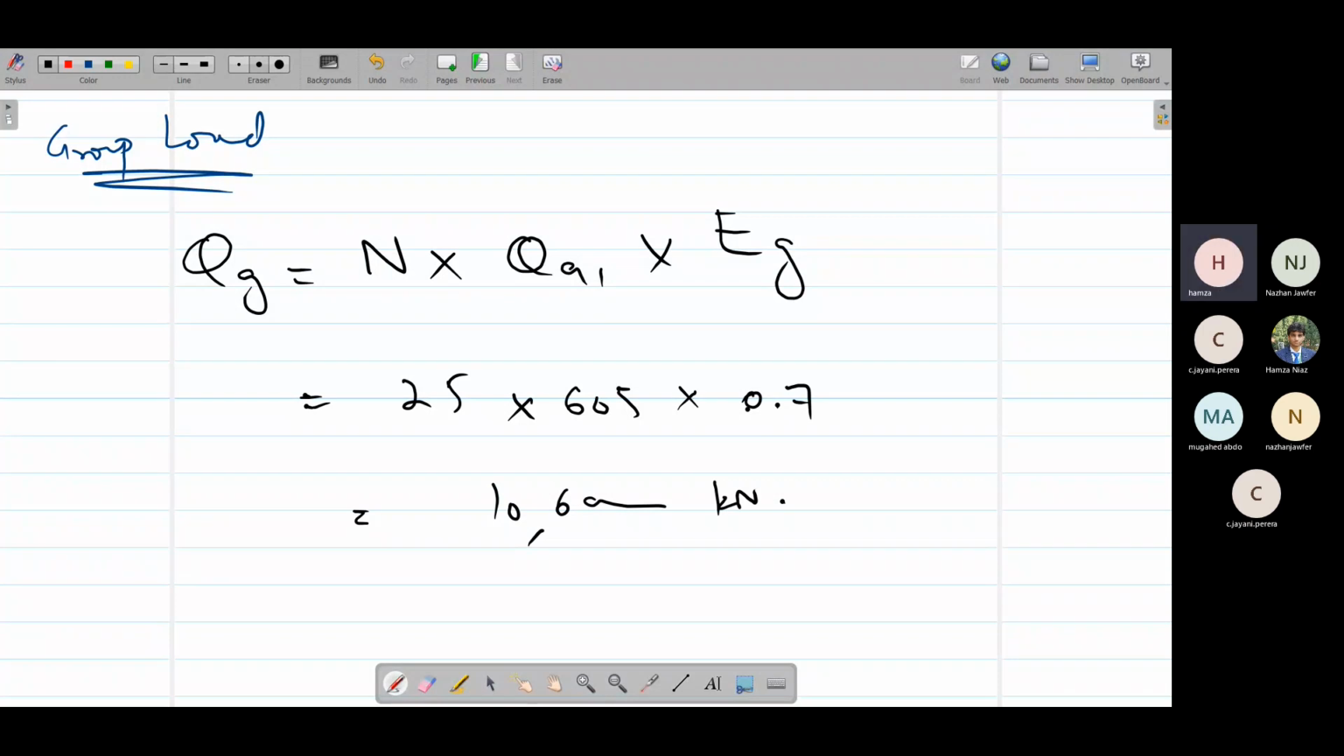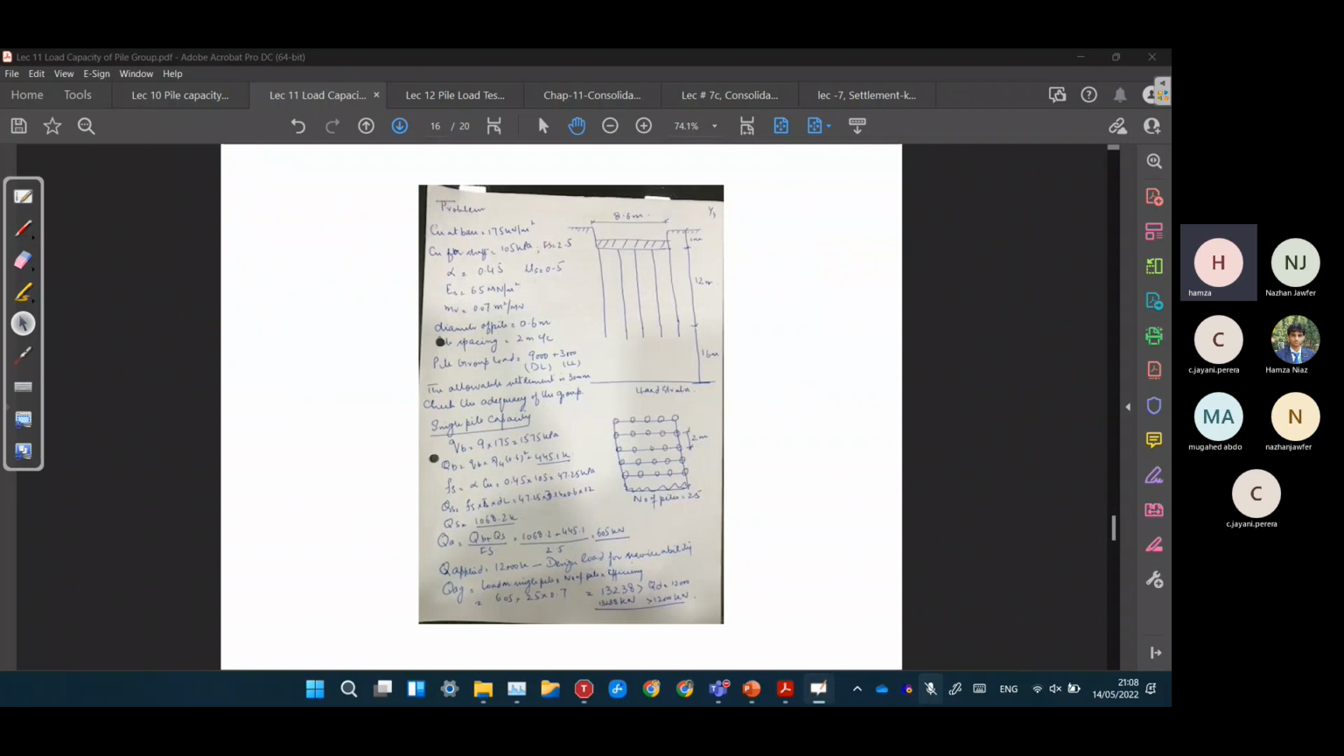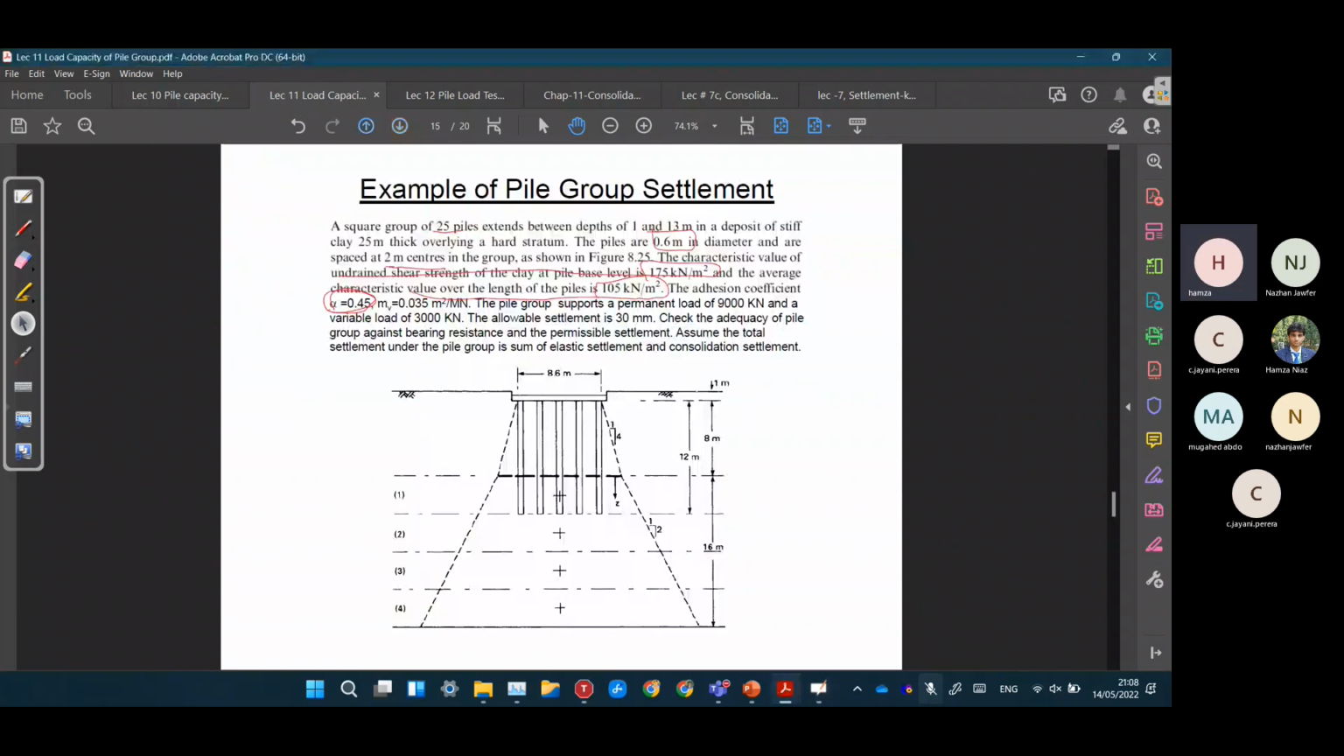But we are given the applied load. Q applied is given as dead plus live. They are saying that the dead load, the permanent load, is 9,000, plus the live load, the variable load, is 3,000. So that is actually 12,000 kilonewtons. So our Q applied is greater than Q of group, the group pile capacity. That means our pile would fail. It is not okay. But I have done some mistake here.